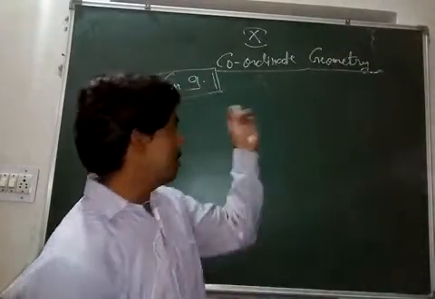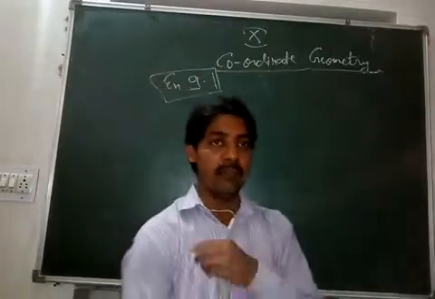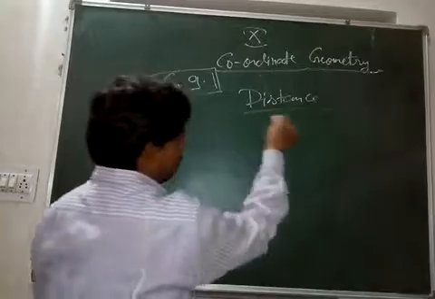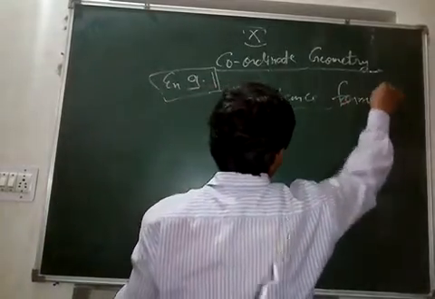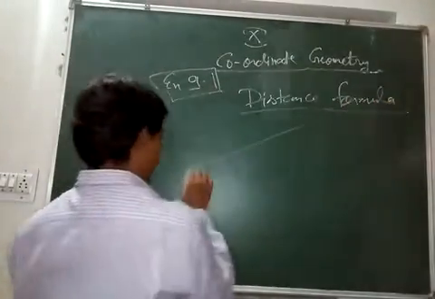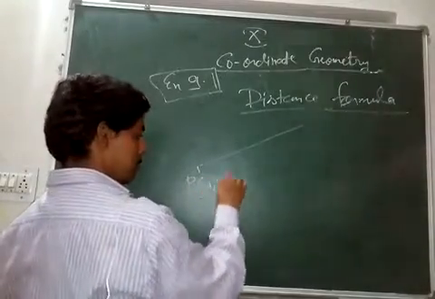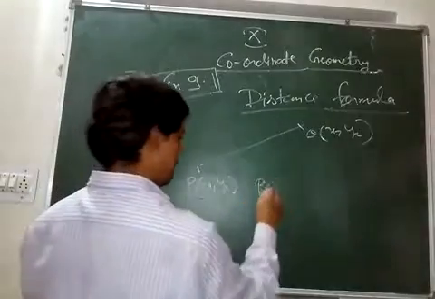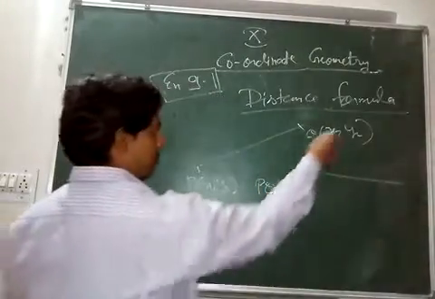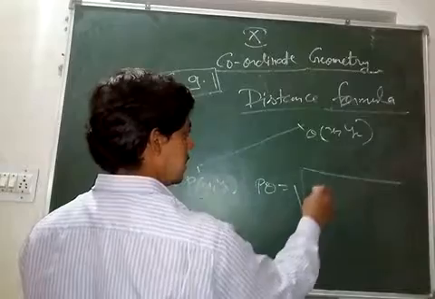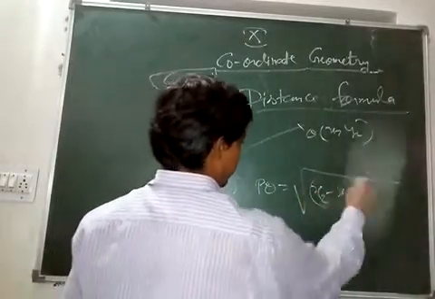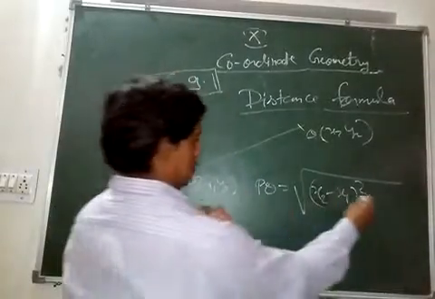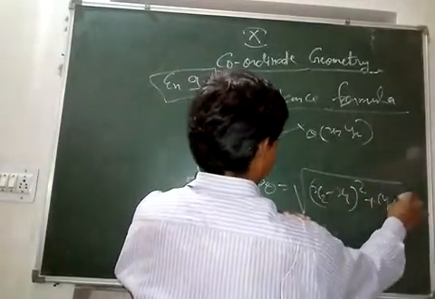Okay. So coordinate geometry, we are doing exercise 9.1. First of all, distance formula. If you remember, we have done distance formula. Suppose the distance between 2 points, one is P (x1, y1), another is Q (x2, y2). So the distance between them, PQ, is the root of (x2 minus x1) whole square, or you can write (x1 minus x2) whole square, because square will make it positive always, plus (y2 minus y1) whole square, right?